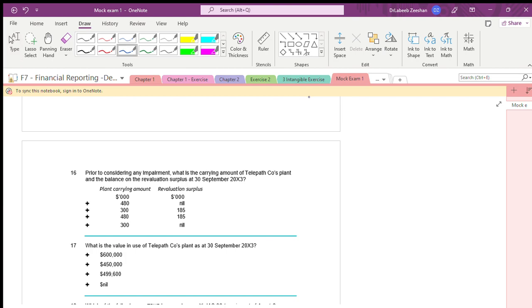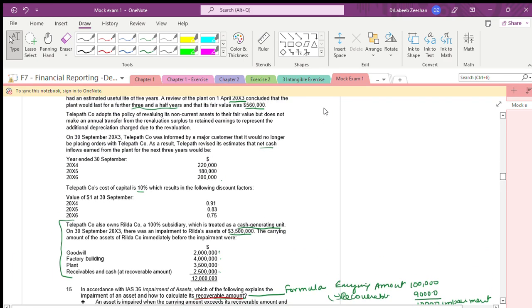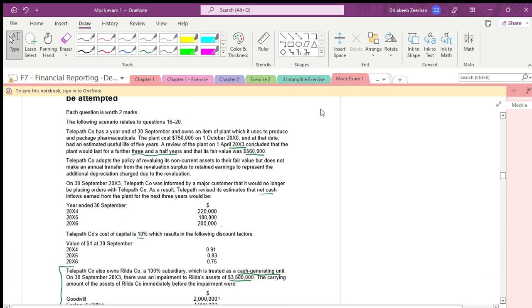This one we will do. What is the carrying amount of the plant and balance of revaluation surplus? Now, what is the value of the plant? How much have they mentioned for the plant? They said that it is 560.